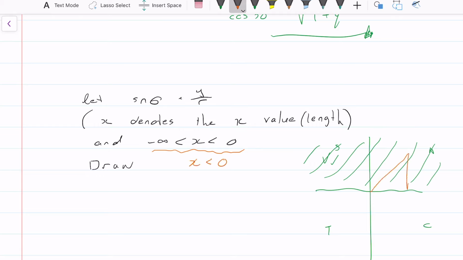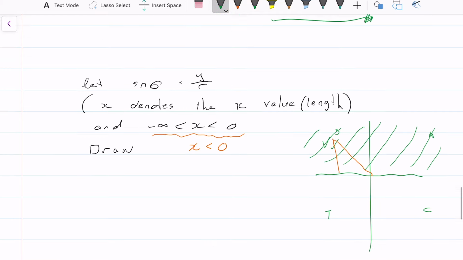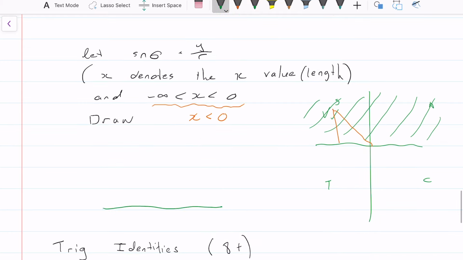If we draw the diagram here, x is positive. So we can't have that. So the correct place to draw the diagram would be here. Okay, and your values, let's just draw it nicely rather. So what you have is r, y, and x equals, or negative x equals negative square root of r squared minus y squared.